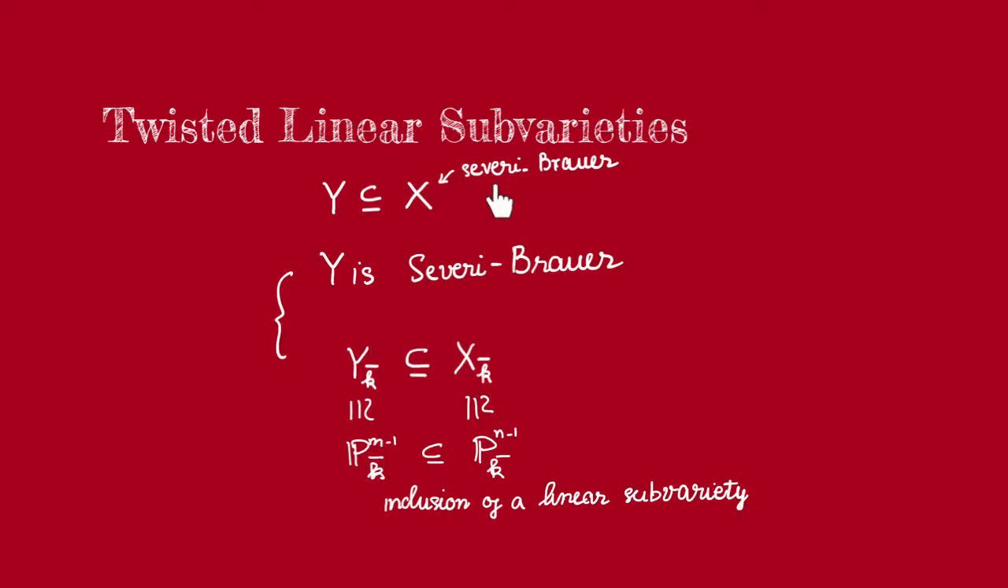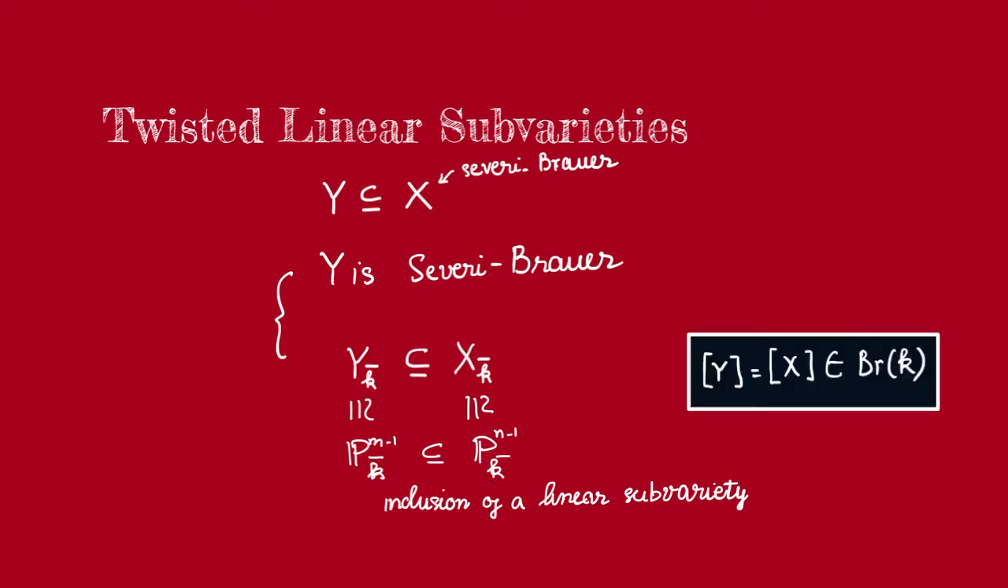So given a Severi-Brauer variety X, we are only interested in a very specific class of subvarieties. Now, by definition of Severi-Brauer variety, X is going to split over some finite extension of k, but that means in particular that X must split over the algebraic closure of k, k bar. So we're interested in the subvarieties Y of X that are also Severi-Brauer, such that the inclusion of Y_k̄ into X_k̄ is compatible with the identification of X_k̄ as a projective space. In other words, this corresponds to an inclusion of a linear subvariety of the projective space over k bar.